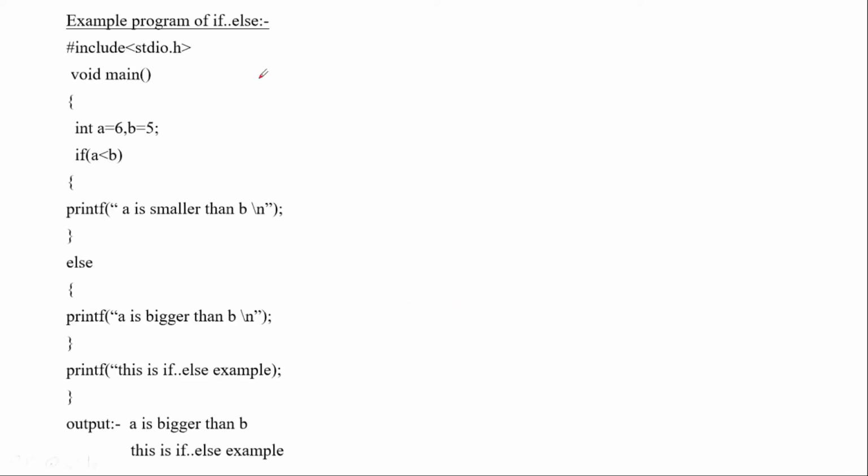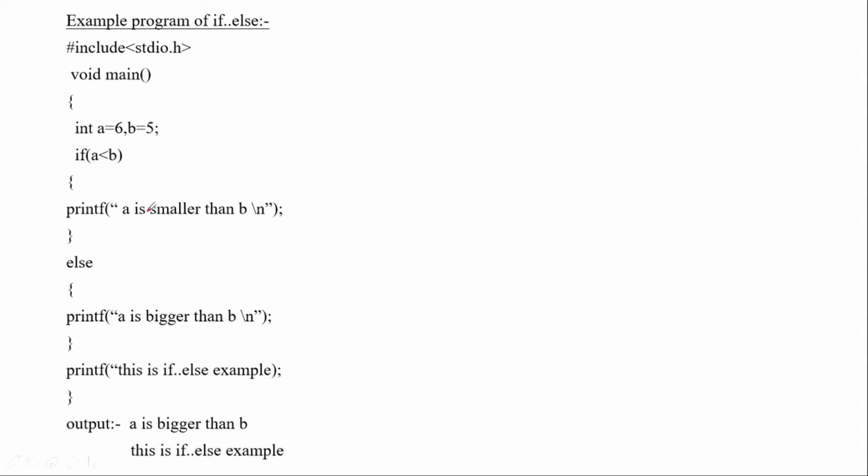Now we'll see the example for if else. So I have taken here two integer variables, a is equal to 6, b is equal to 5. Now here I am checking the condition whether a is less than b, that means 6 less than 5. If this condition is true, then this printf statement will be executed, or else if this condition is false, then it will come to the else block and that printf statement will be executed. Now we'll check whether 6 is less than 5. No, the condition is false.